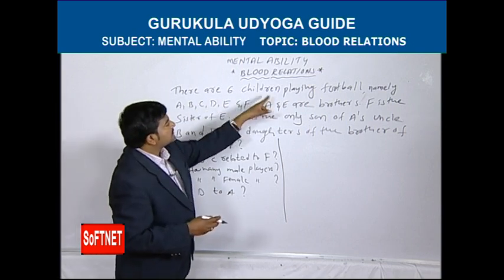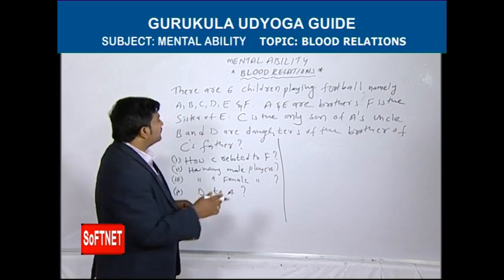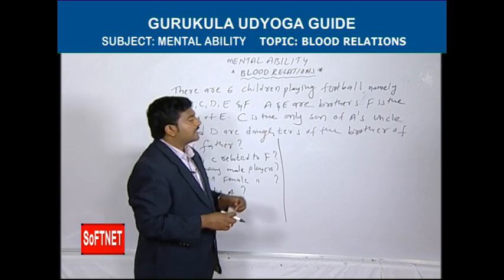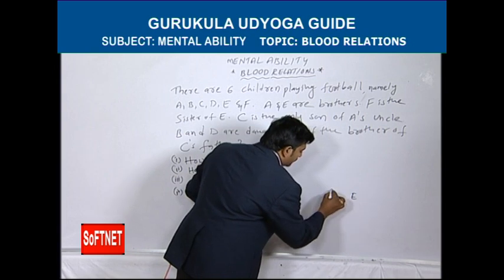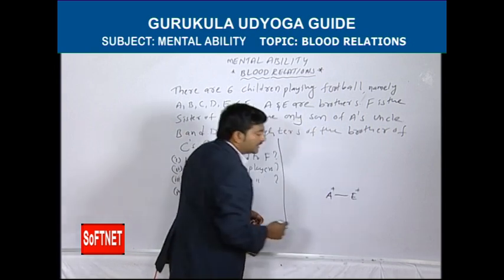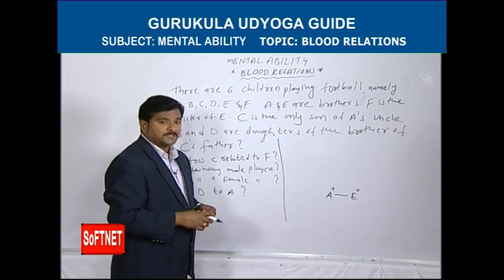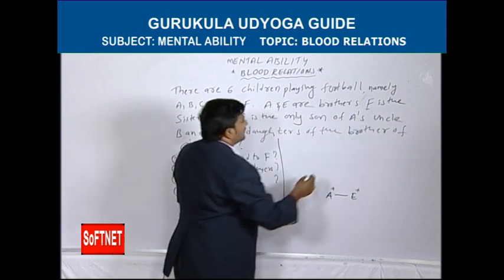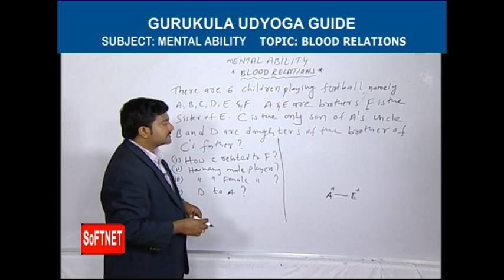There are 6 children. Who are they? A, B, C, D, E, F. Now my focus is only on A, B, C, D, E and F. A and E are brothers. No issue. Both are brothers. I know the gender of A and the gender of E. F is the sister of E. Observe here, F is the sister of E.